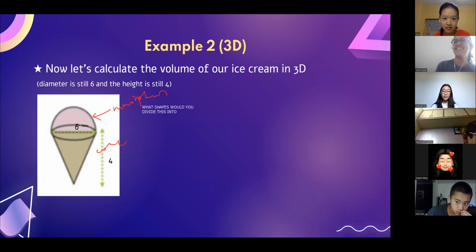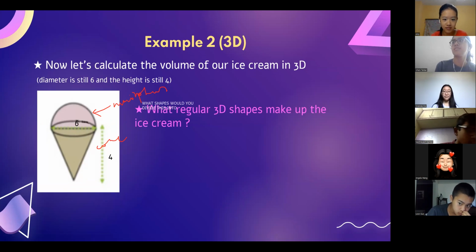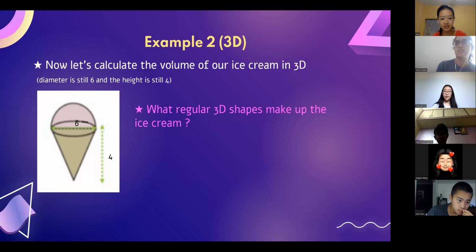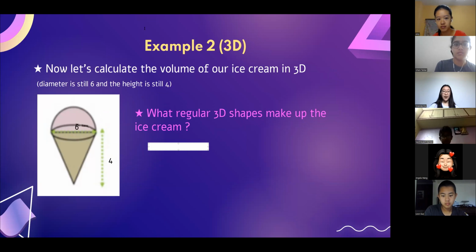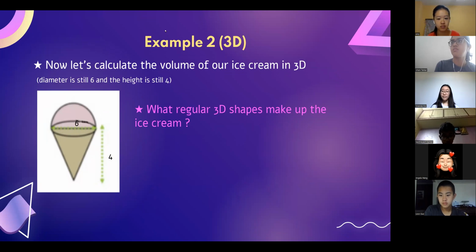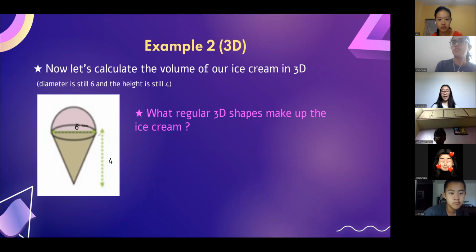Okay, so let's start with the sphere. I see that you remember the formula for the volume of a sphere. It is 4/3 pi r cubed. Remember the diameter of the sphere is 6 and the height of the cone is 4. If the diameter is 6, then the radius would be 3. So using our sphere formula, that would be 4/3 pi times 27.